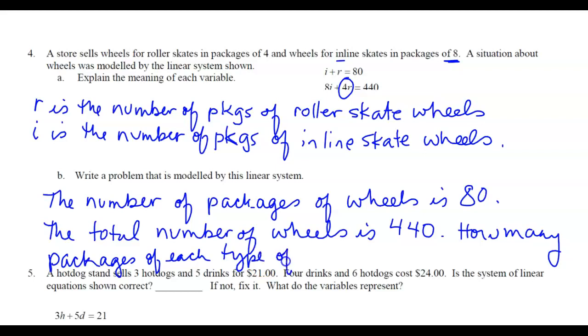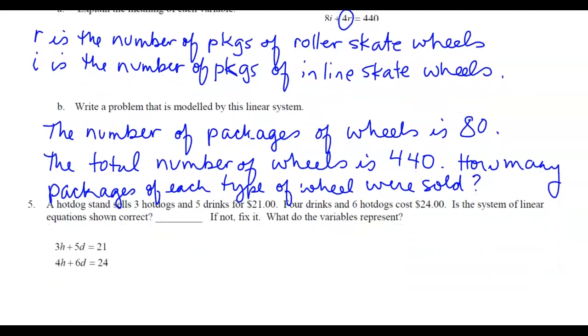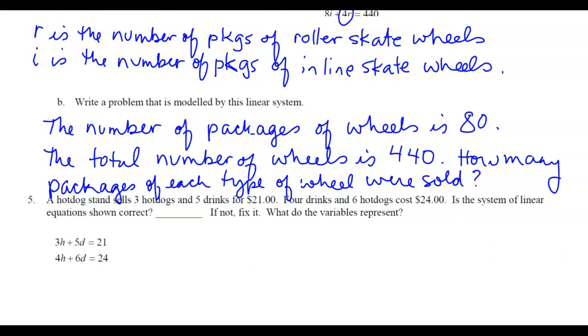Because obviously if I plus R is 80, you could have 75 inline plus 4 roller skate packages, but that doesn't mean that would be 440 wheels. Okay, we're not going to solve that in this lesson. That's in future lessons. Later today we'll do some graphically in order to get the right combo that works, basically.